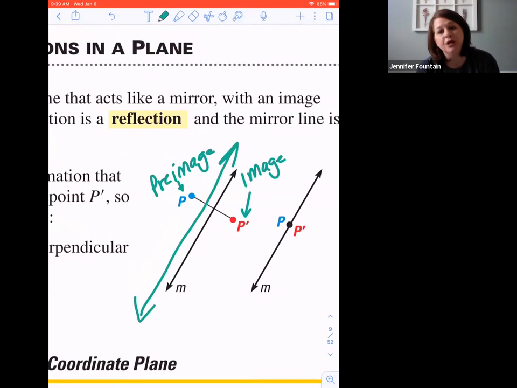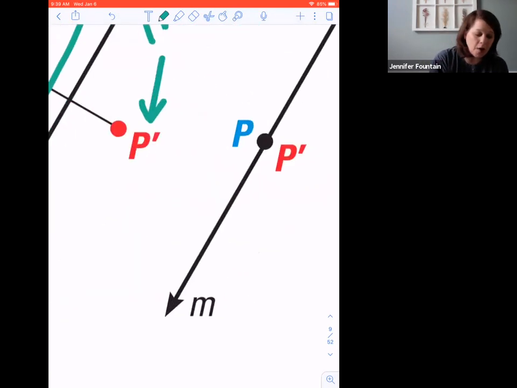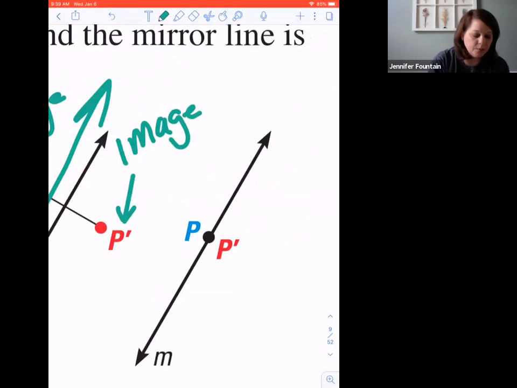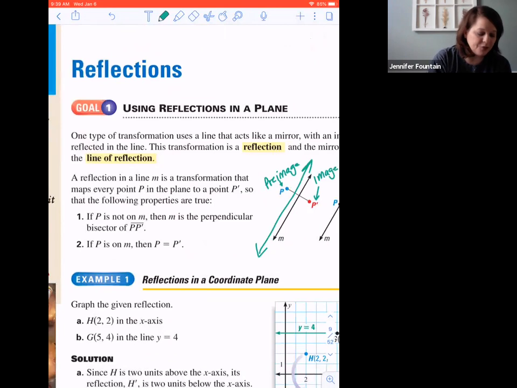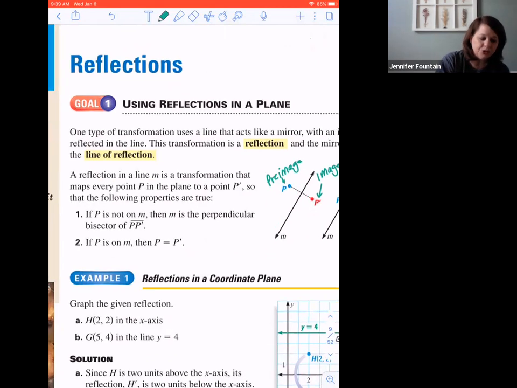My mirror line is running from top to bottom. Okay, but if we look here, it says a reflection in line M is a transformation that maps every point P in the plane to point P prime. So the following properties are true. These are the things that I know are true.